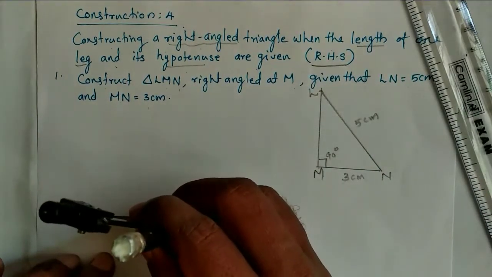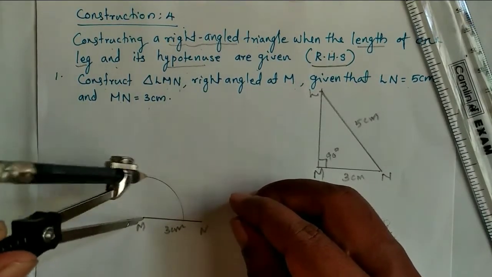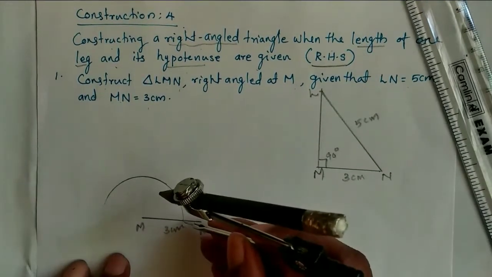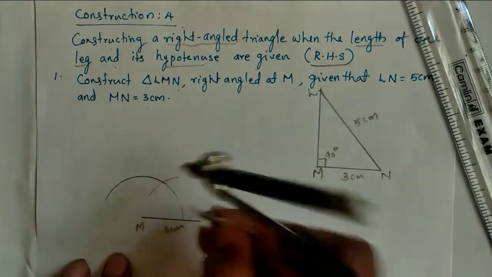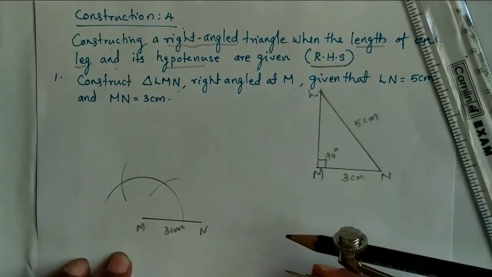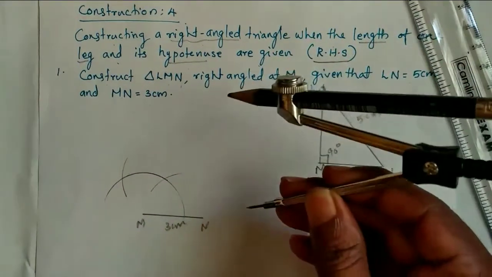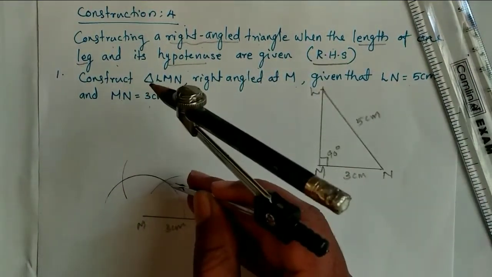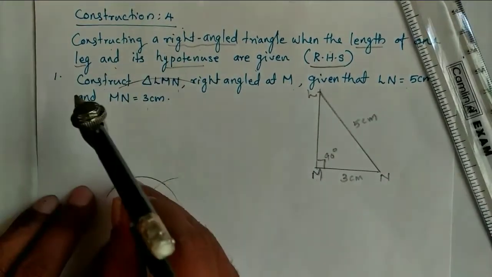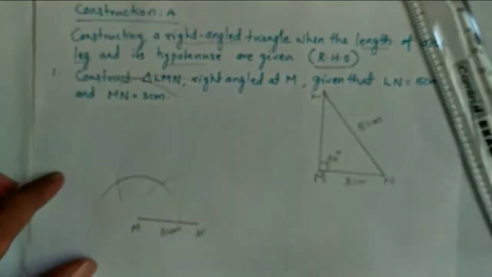Very simple. Take your compass, any measurement, put your compass on M, draw a small arc this way, and no change in your compass. Start with that point, draw first arc and draw the second arc from the first. Then next step is take your compass again, extend your compass, put your compass on the first arc and draw an arc outside. From the second arc the same measurement, cut the previous arc.